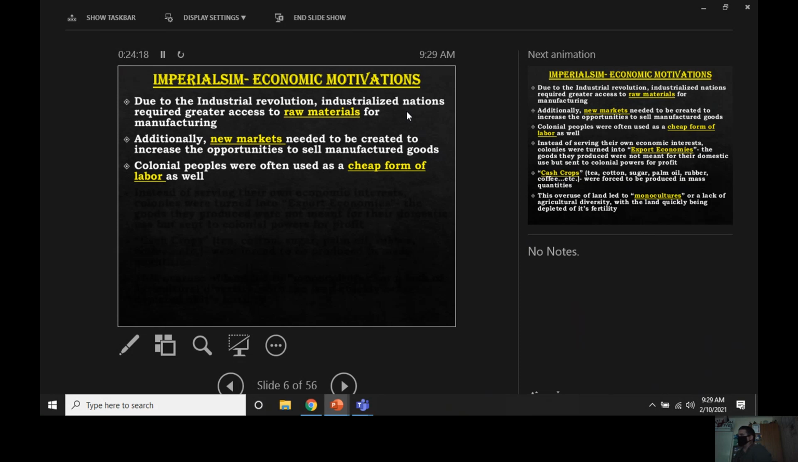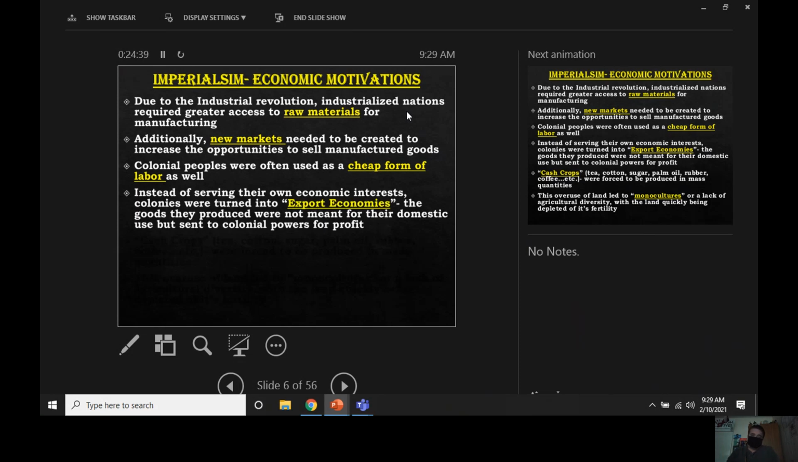They have new people to sell their stuff to, they have more access to raw materials, and they can use the people that live there as a cheap form of labor to get those raw materials. Again, this is all about exploitation, and industrialized nations made a lot of money during this time based on this.